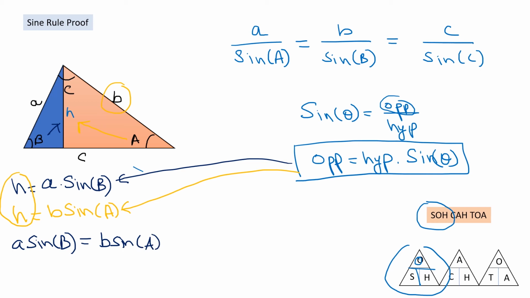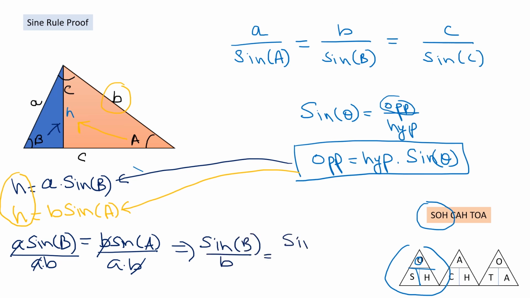Okay, so what we are going to do, we are going to divide both of them by ab, a times b. If you divide, the a and a will cancel, and here b and b will be cancelled. So this says that sine B over b equals sine A over a.